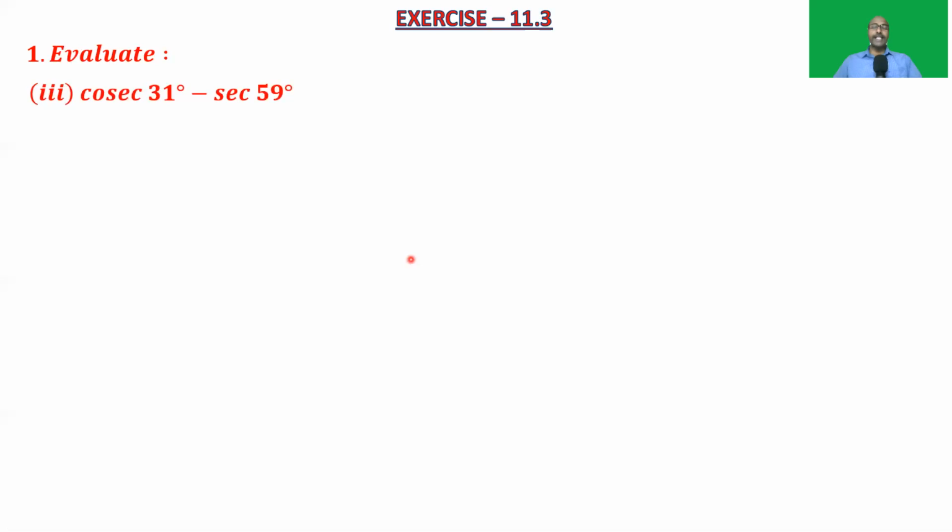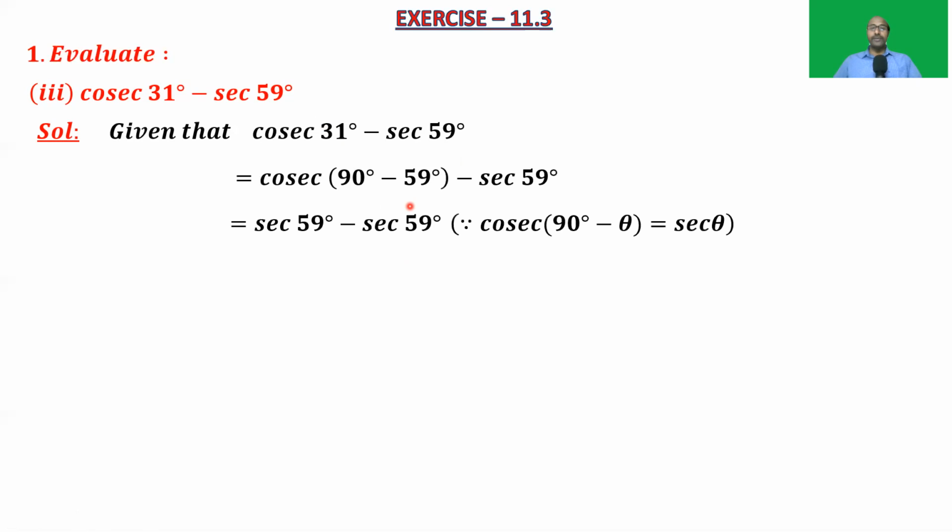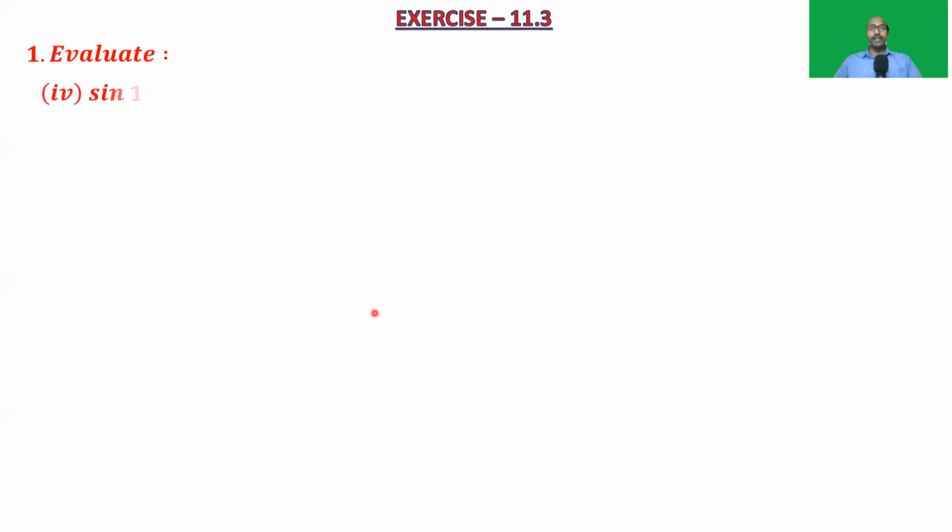Cosec 31 degrees minus sec 59 degrees. Here also 31 and 59 are complementary. So write 31 degrees as 90 minus 59. Now we have cosec 90 minus theta is equal to sec theta. So sec 59 minus sec 59, which is equal to 0. Okay. Here cosec 90 minus theta is equal to sec theta. So the answer is 0. And the next one is sine 15 degrees into sec 75 degrees.